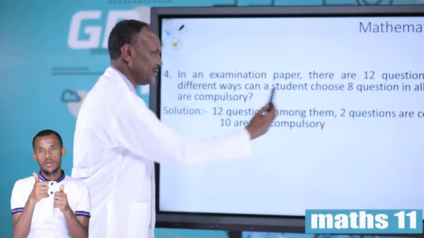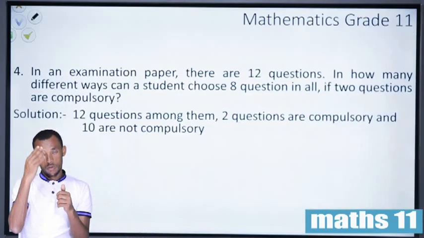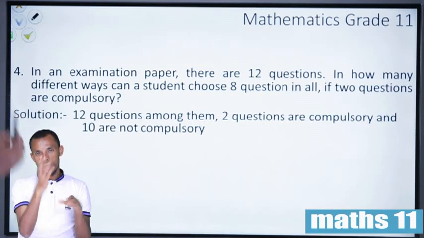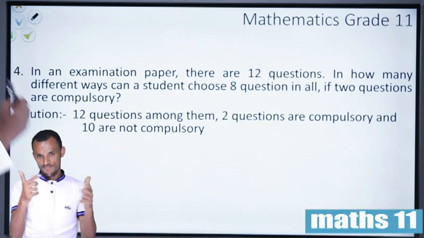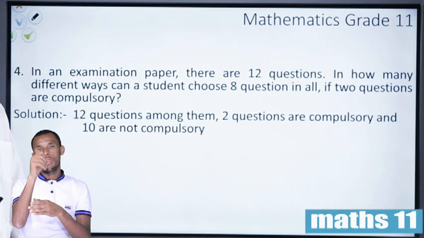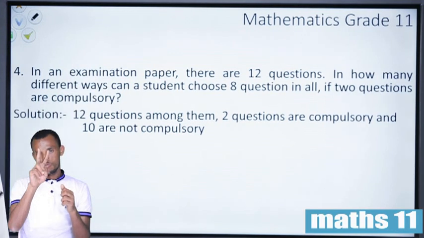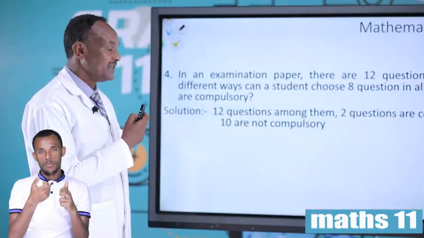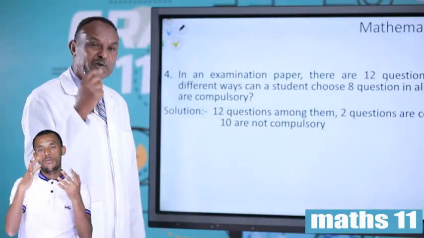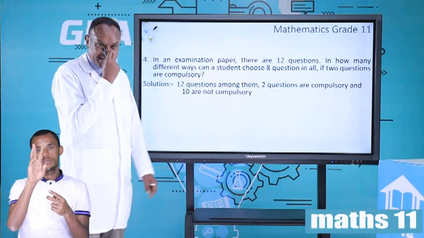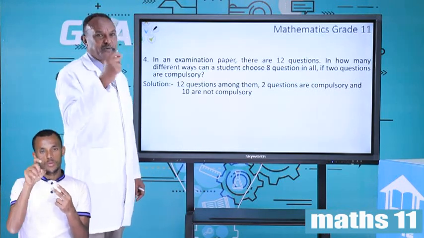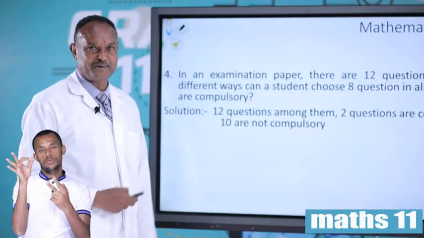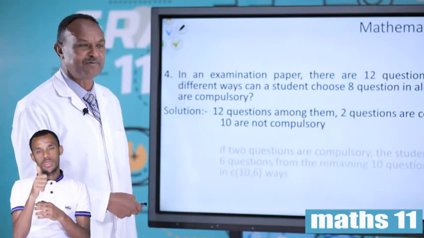12 questions were given, 2 questions are compulsory. Then 12 minus 2 gives us 10. So a student has a chance to do 6 questions out of 10, because already 2 of them are compulsory. How is he going to calculate this? It is a matter of selection. Out of the remaining 10, which are not compulsory, he should choose 6. So this problem is a combination problem.